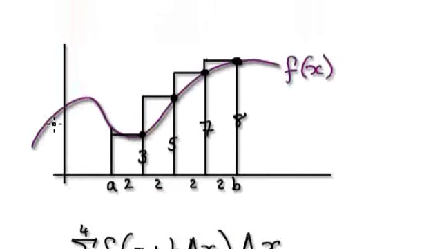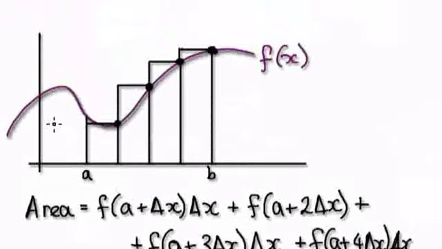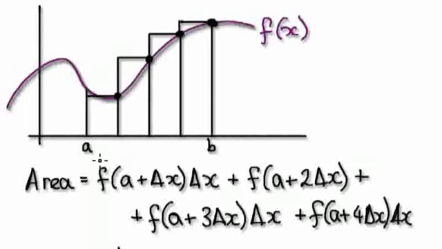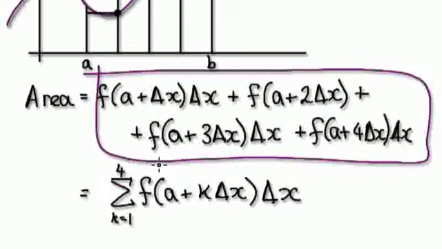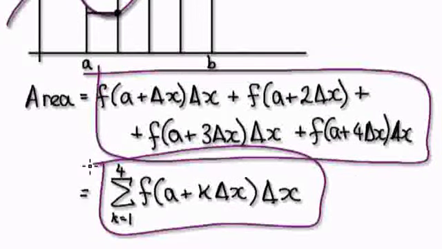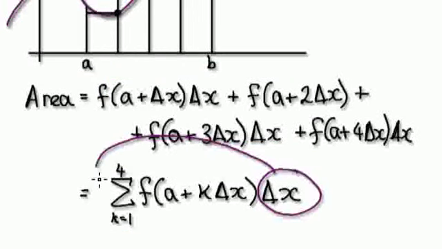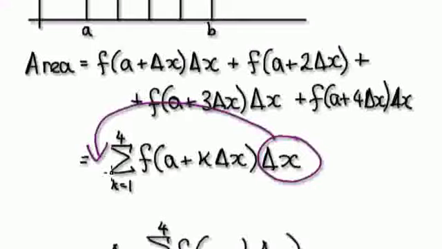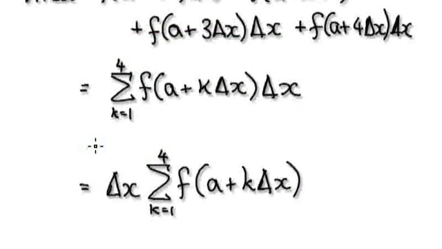Okay, so we are now at this stage here, right there. When you sum up all the rectangles, it will give you this. Tidy up, it will then give you this, and then delta x is a constant. You can take it out here. So we are now at this stage. Okay, I will continue in the next video.